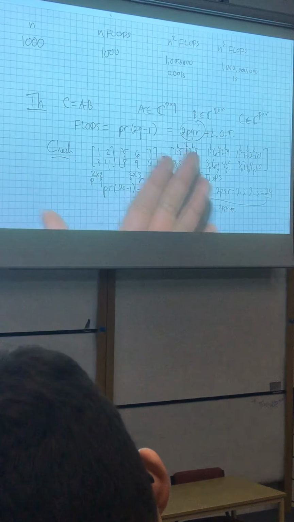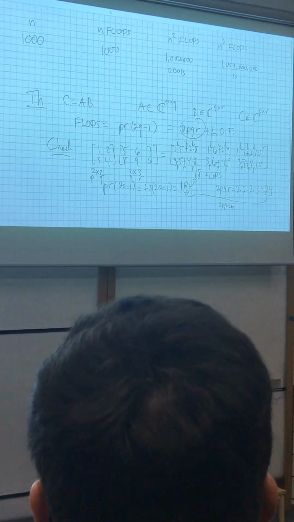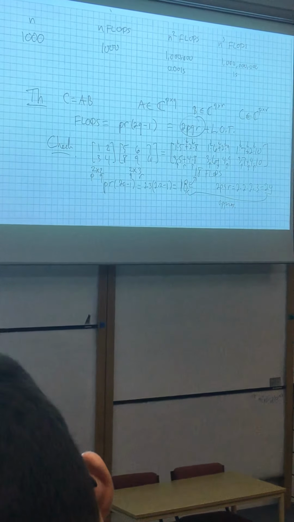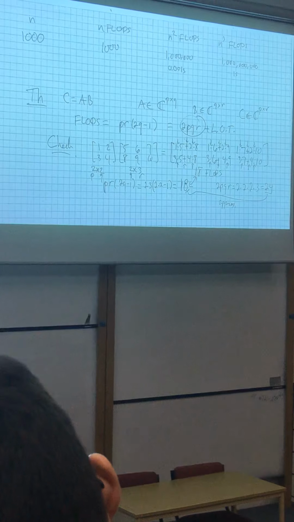But the approximate answer has the virtue that 2PQR is a bit easier to process in your head than PR times 2Q minus 1, which is more complicated. So it's just a question of how simple do you want it, and how accurate.